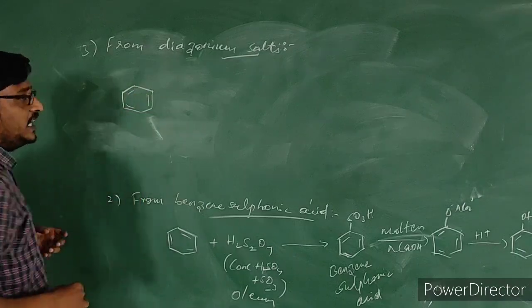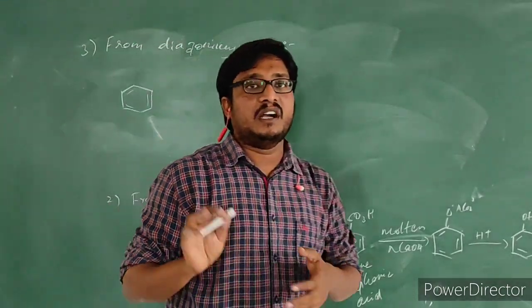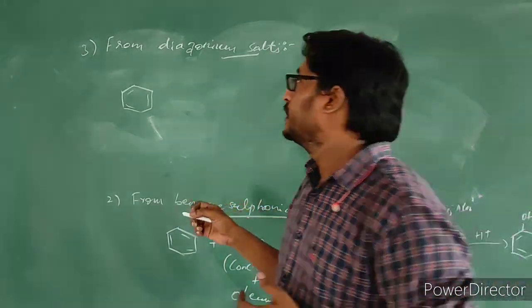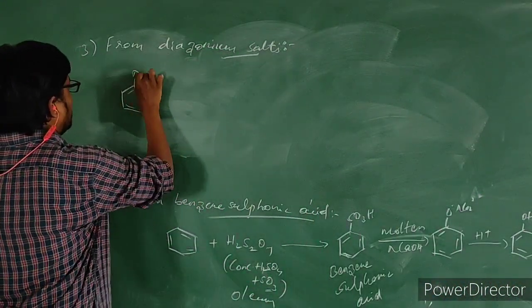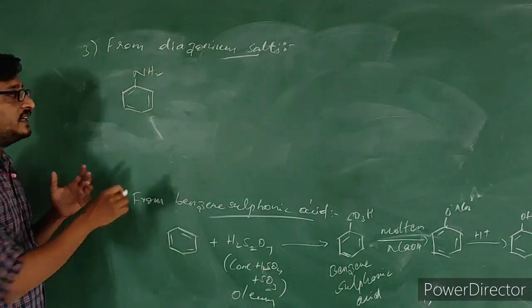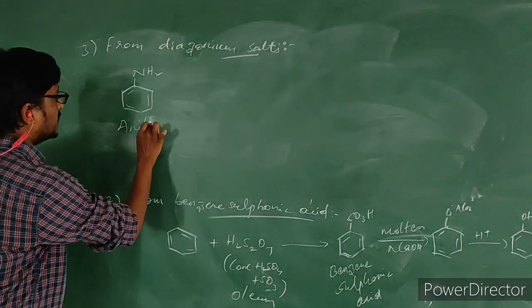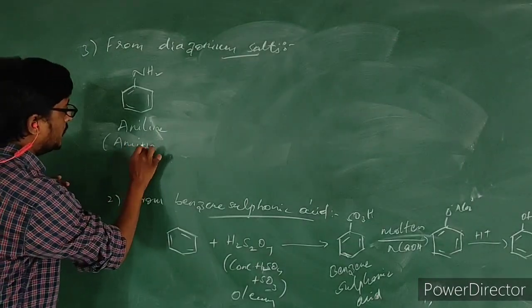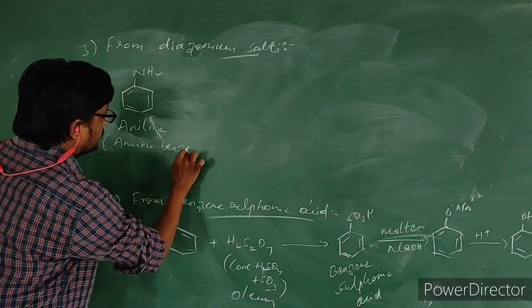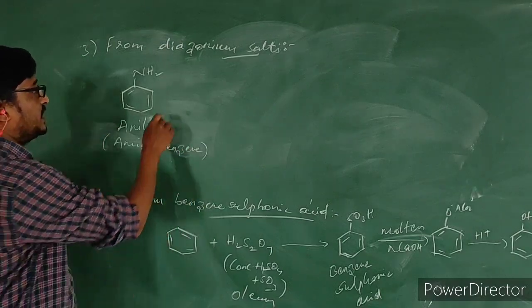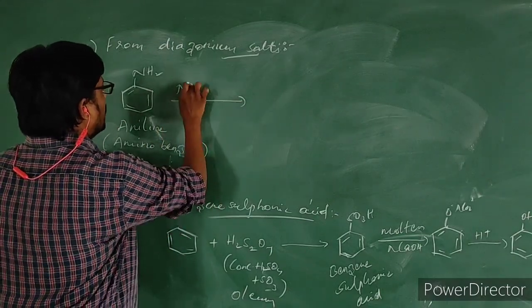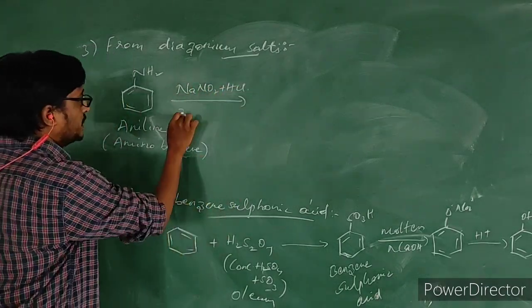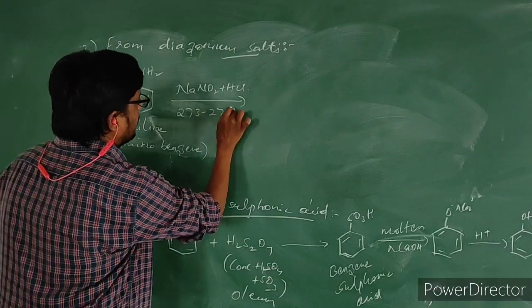You already know this. I think in Sandmeyer's reaction we come across this preparation of the diazonium salt also. So we take the reactant as aniline here, C6H5NH2. We call this aniline, simple thing, or we can also call it aminobenzene. This is treated with sodium nitrite, NaNO2 plus HCl, at a temperature of 273 to 278 Kelvin.